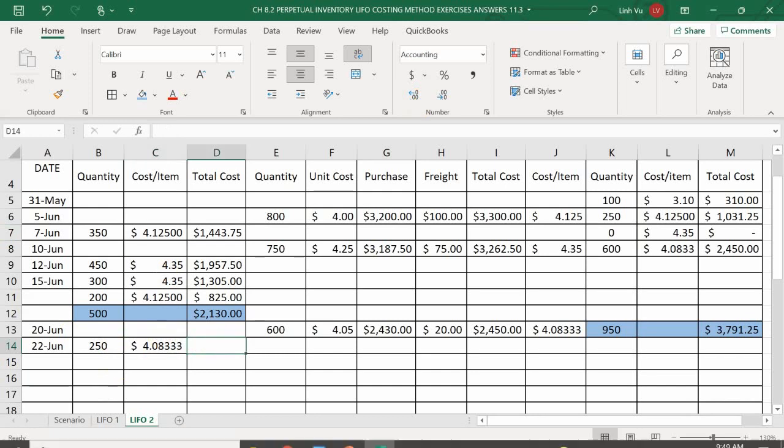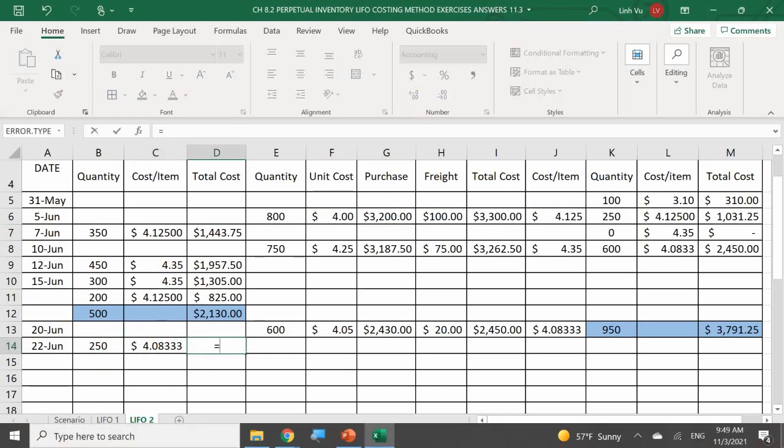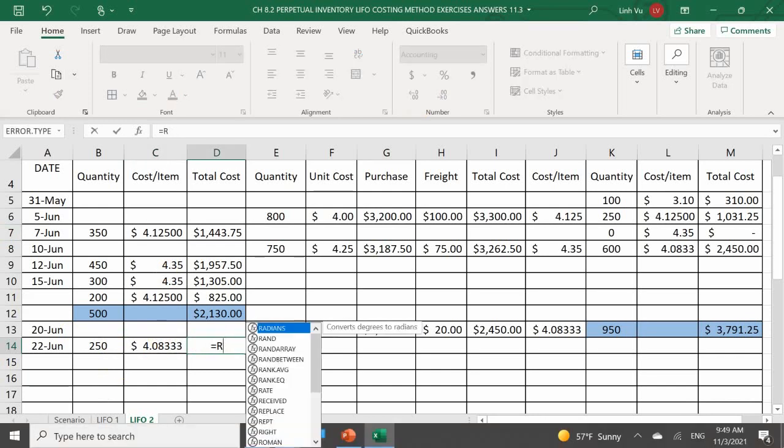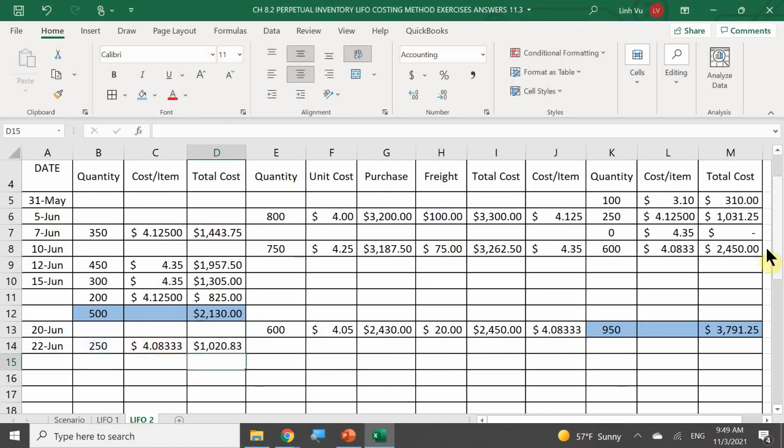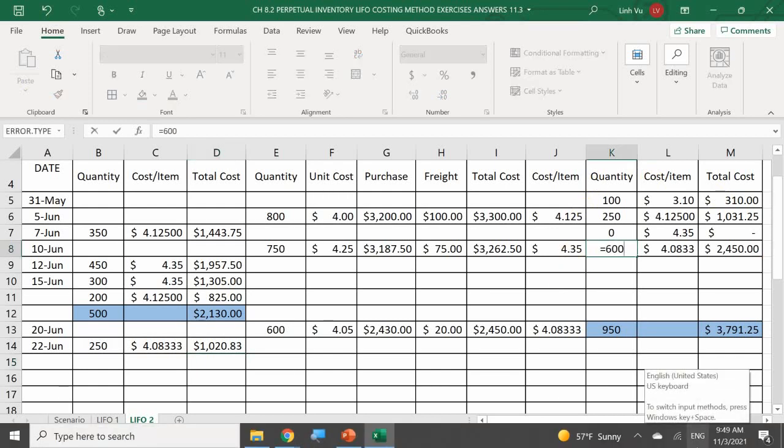And then let's go ahead and solve for that. What is it going to cost me to sell 250 units at 4083333? 1020.83. So let's go ahead and eliminate that, right? Because I no longer have 600 units, right? I end up selling 250.